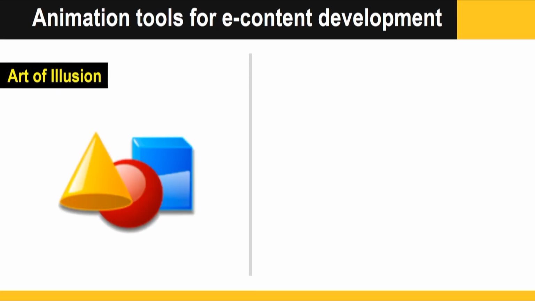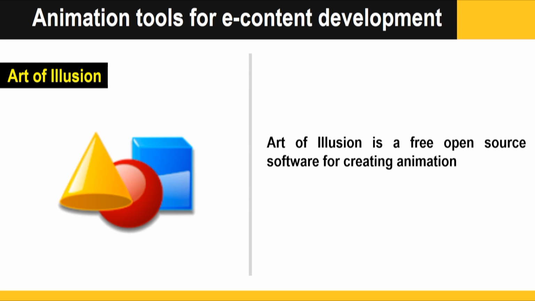With this Flash software, you can animate everything. First of all, you can take a stationary object and make it move. For example, you can make a bird fly in the sky. The second software I have listed here is Art of Illusion. It is also free and open source software, and it is also used for creating animation.